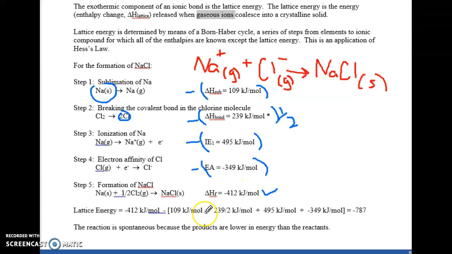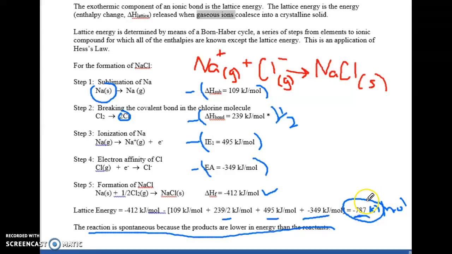So the negative 412 minus the reverse of all of these, 109 plus 239 divided by 2, that's the half, plus the 495, and negative 349. So if you put all of those together, that's going to give us negative 787 kilojoules per mole, which is going to give us an overall negative value, exothermic. That is the lattice energy for this compound. And again, it's spontaneous because products are lower than reactants.